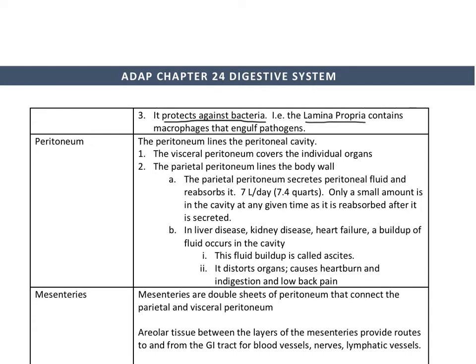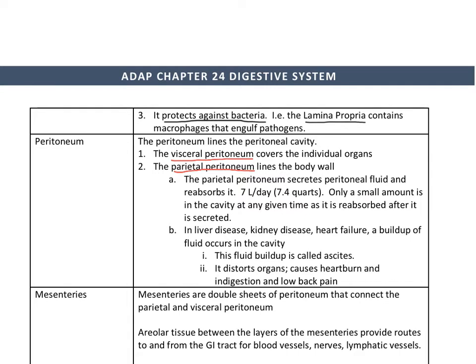So before we get into some of the specifics of the functions, let's talk about the peritoneum. The peritoneum is a serous membrane that encompasses many of the organs in the abdominal pelvic area. And so we call that area surrounded by the peritoneum the peritoneal cavity. And remember, with any serous membrane, we have two layers. The innermost layer is called the visceral peritoneum, and that covers the individual organs. So it's covering the liver and the stomach and the small intestine and the large intestine, and it's adhered very closely to those organs. The parietal peritoneum, on the other hand, lines the body wall, and so it is not going around each of the individual organs.